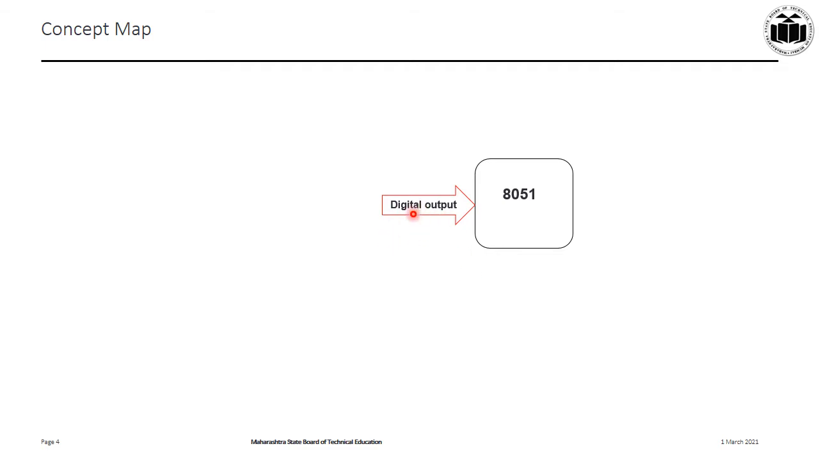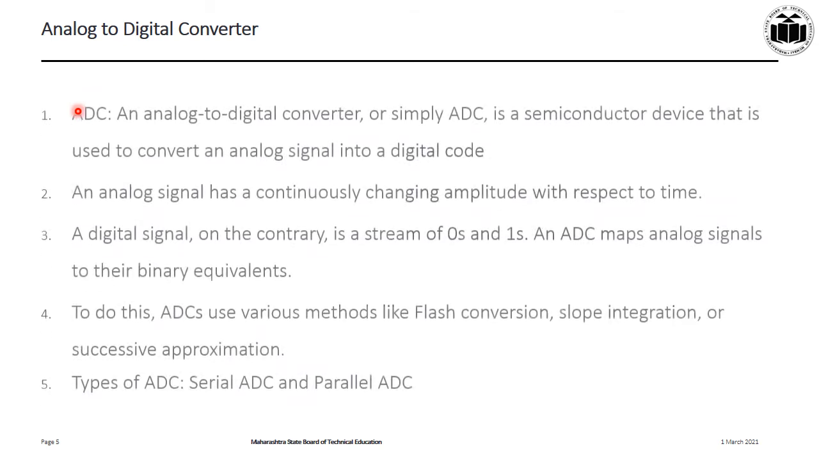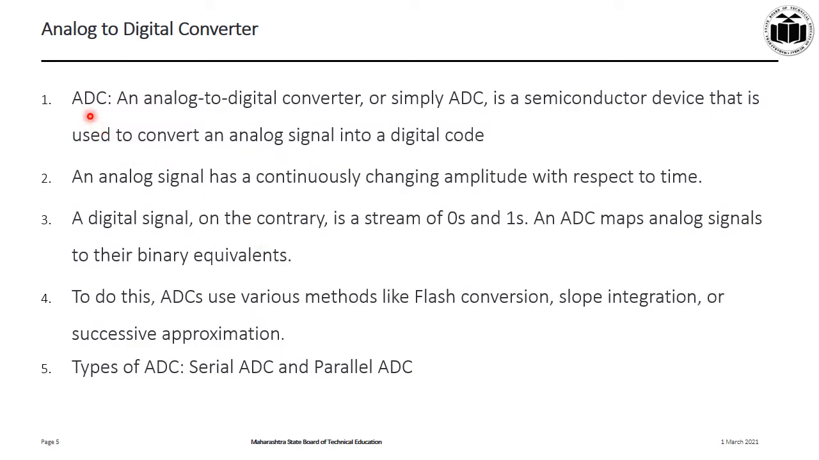8051 can only process digital data, but real life has analog inputs, so we need an analog to digital converter. Some basics of analog to digital converter. They are semiconductor devices that are used for converting analog signal to digital code. An analog signal has continuously changing amplitude with respect to time. On the contrary, a digital signal is a stream of zeros and ones.